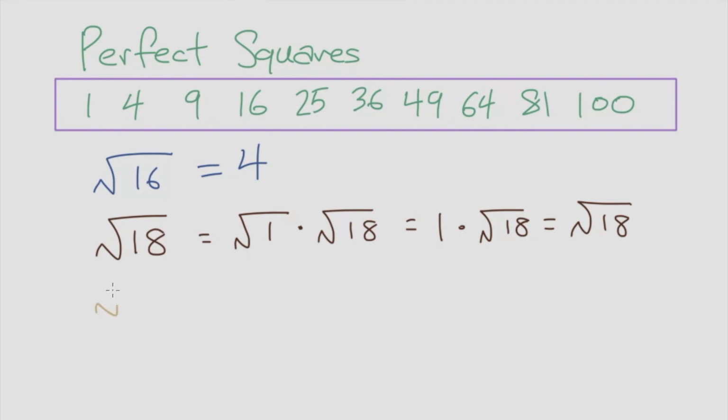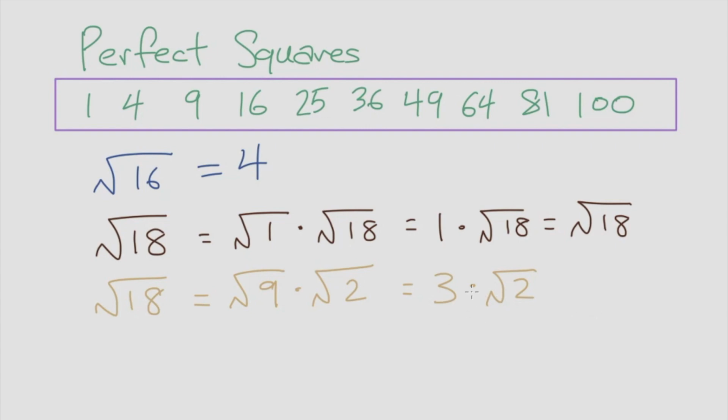But let's look at the perfect squares again, because remember, we're talking about how we need to factor this out into perfect squares. I know here for root 18, 4 doesn't go into it, so I need to look at different numbers. But I do know that 9 does go into it. 9 times 2 is 18, so root 9 times root 2 is equal to root 18. And then, that's equal to 3 times root 2, because root 9 is 3. 3 to the power of 2 is 9.